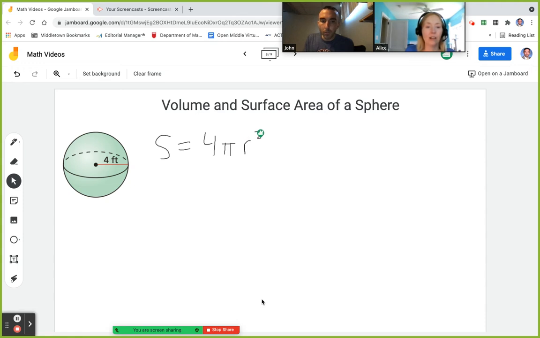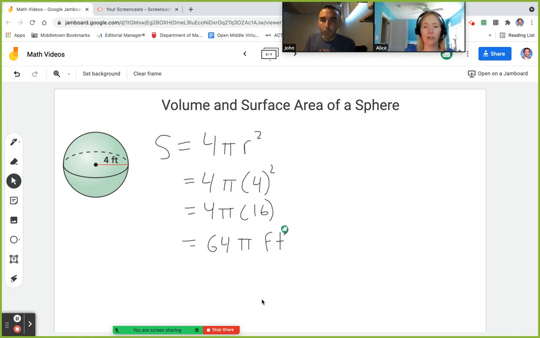So I look at my sphere and my radius is 4 feet. So I'm going to put the 4 in for r. And 4 squared is 16. And then 16 times 4 is going to give us 64. So my answer is going to be 64 pi. I want to keep my units of measure, which is in feet. And because it's surface area, it's squared. So that's our surface area.